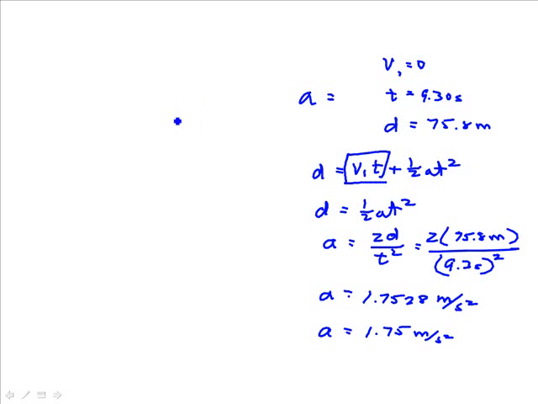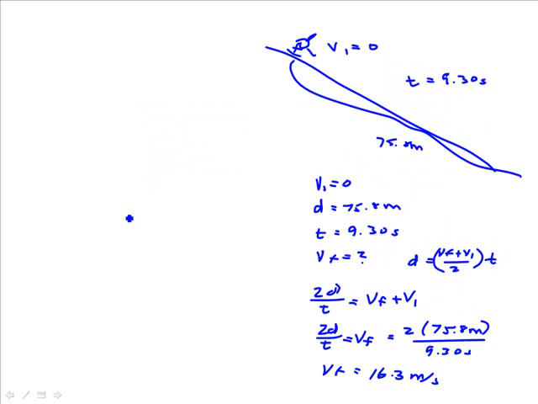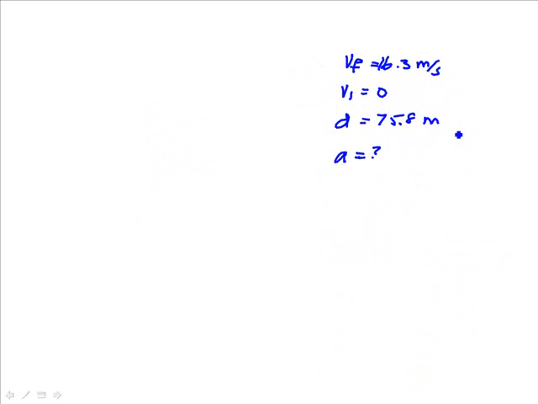Since in the first part of the solution we said that VF was equal to 16.3 meters per second, since VI is equal to 0, now we could use D is equal to 75.8 meters and solve for A using the equation that doesn't have time in it. Oops, sorry. We could calculate A using the equation VF squared equals VI squared plus 2AD, and A is equal to VF squared minus VI squared over 2D.